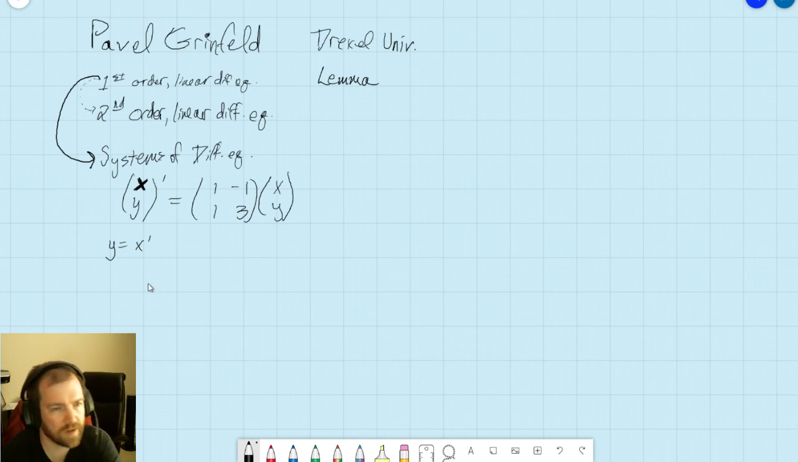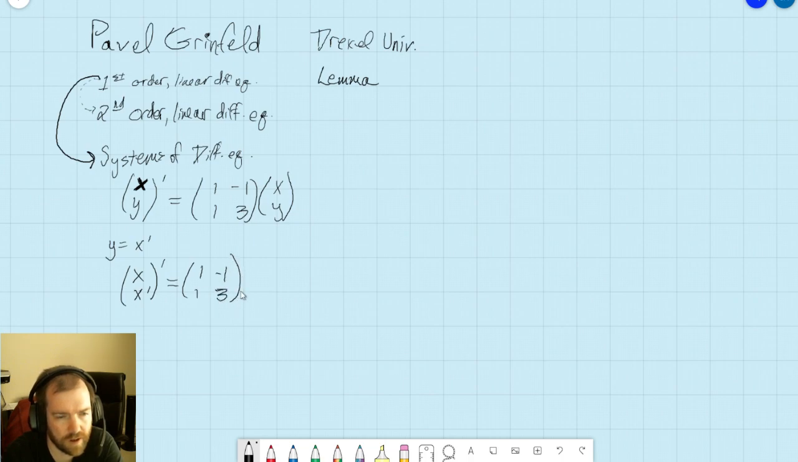So this ends up being (x, x') prime is equal to the matrix [1, -1; 1, 3] times (x, x'). Then we could do this as a system of equations. This is going to be x prime is equal to, here is x minus x prime. And then down here, this is x double prime is equal to 1x plus 3x prime.